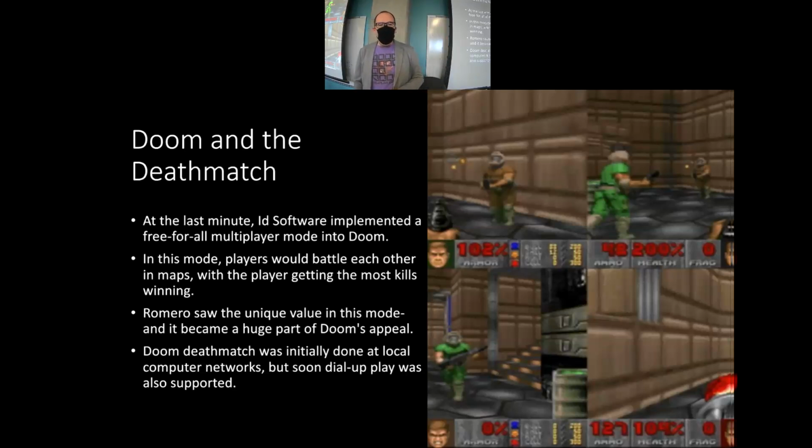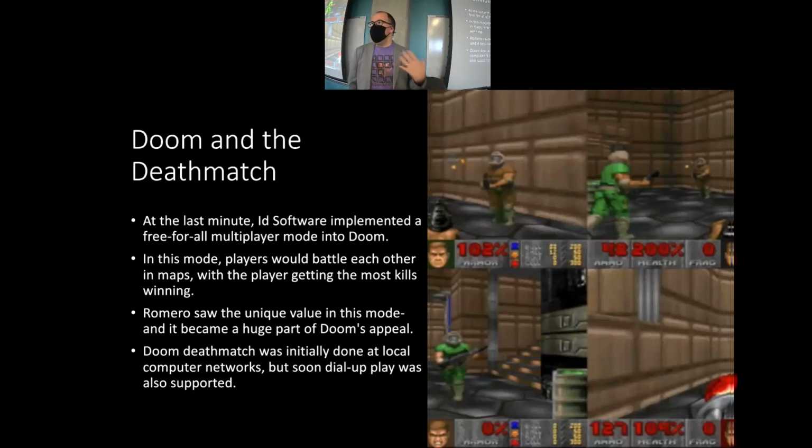Now, to John Romero's credit, he recognized right away that they had hit upon something massive with this, but it wasn't something that they had carefully planned at the beginning of development. They were really thinking about the single-player game primarily, because Wolfenstein 3D was primarily a single-player game. So this kind of got implemented near the end of development. But it became this monstrous thing, right?